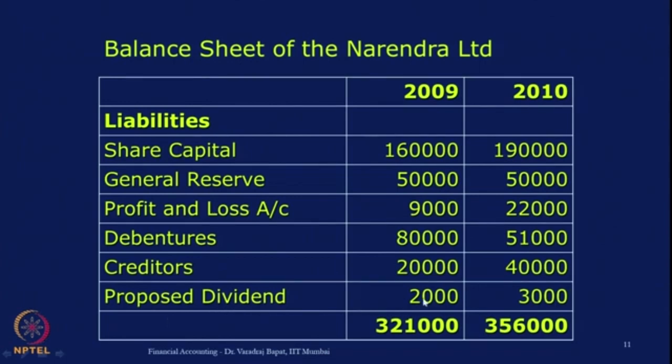Next is proposed dividend. Now, this is a tricky item. It has increased from 2 to 3. What type of item is it? Is it O? No. Is it I? No. It is F. I think you remember, we have discussed that payment of dividend is always F. How much amount? 2000 or 3000 or 1000. Mostly the difference is the cash flow, but here it is not the difference. The whole of last year's amount would have been paid.